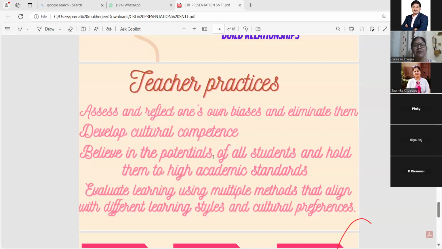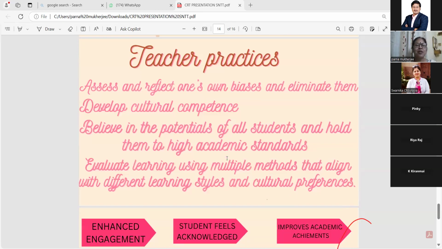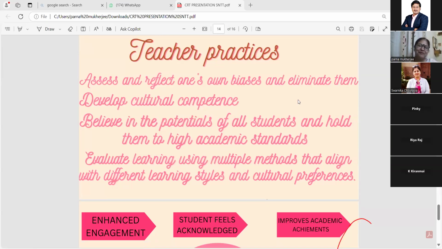Then believe in the potential of all the students and hold them to high academic standards. Evaluate learning by using multiple methods that align with different learning styles and cultural preferences. This we have already spoken about. So we as teachers really need to work on the first point, and if we are able to eliminate it, we have achieved our target.